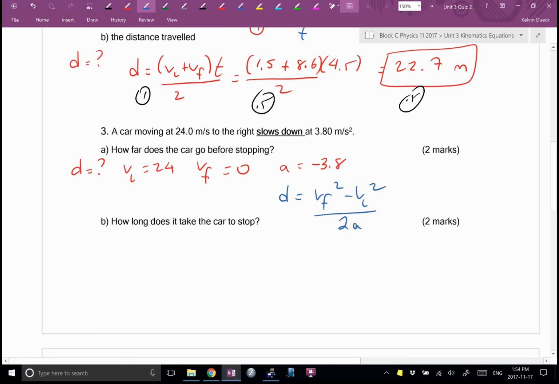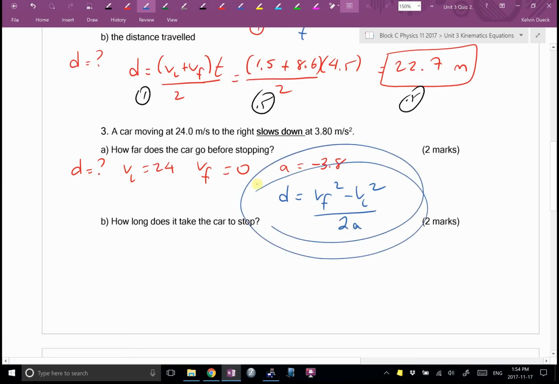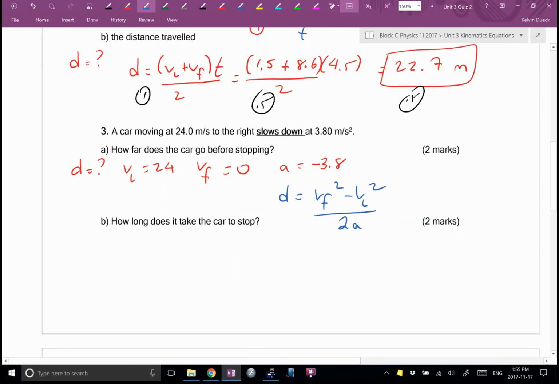Now, let me point out, again, if you can't get this stage, you need to come into a flex block, and I can get you there. But if you cannot get the equation, you're setting yourself up for a really ugly test. So make sure you see me if you're still having trouble with that. I can totally get you there. It's going to be 0 squared, yes, minus 24 squared all over 2 times negative 3.8.